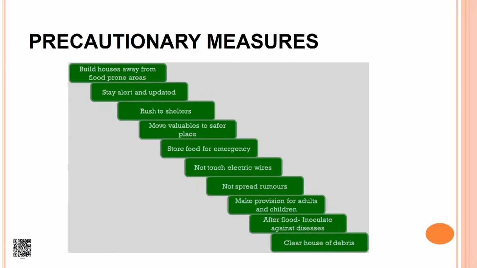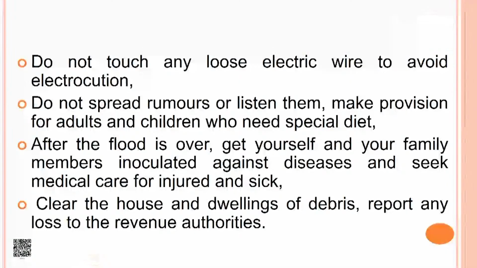So, there are many precautionary measures for flood. During a flood, how can we take these measures? There are several ways. Don't touch any loose or electric wires to avoid electrocution. Don't spread rumors or listen to them. Make provision for adults and children who need a special diet. After the flood is over, get yourself and your family members inoculated against diseases and seek medical care for injured and sick persons. Clear the house and dwellings of debris. Report any loss to the revenue authorities.